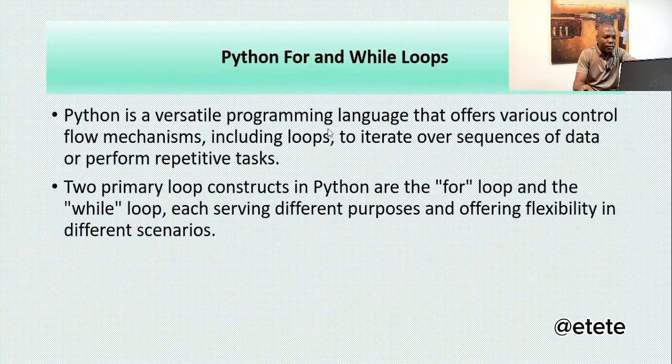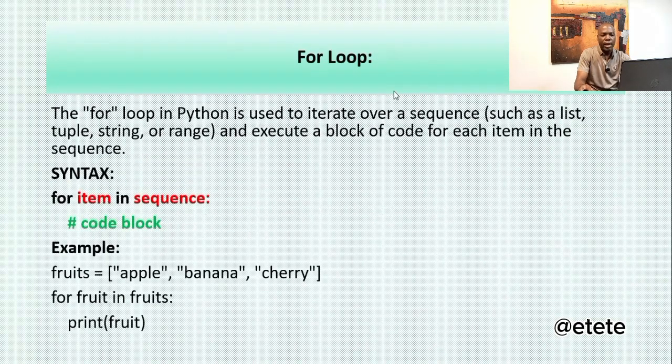Now, Python is a versatile programming language that offers various control flow mechanisms, including loops, to iterate over sequences of data or perform repetitive tasks. Two primary loop constructs in Python are the for loop and the while loop, each serving different purposes and offering flexibility in different scenarios. Now, the for loops, that's what we are going to look at today. The for loop in Python is used to iterate over a sequence, such as a list. I've shown you a list when we were doing data structures, tuple, string, or range, and execute a block of code for each item in the sequence.